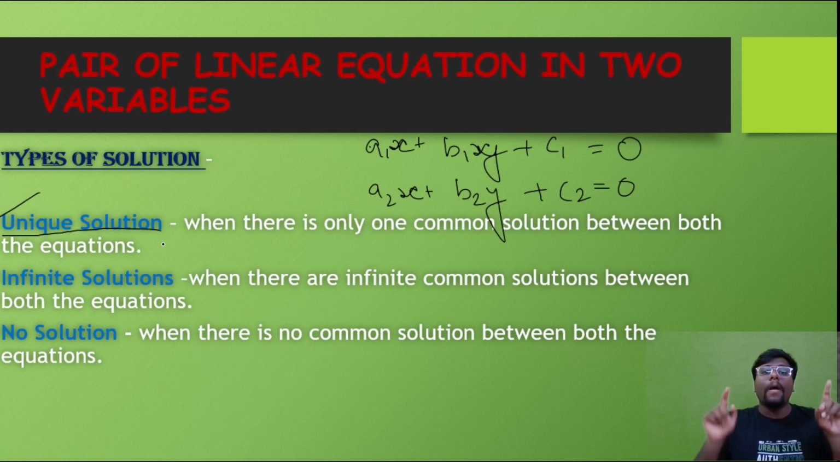Unique solution means both the equations will have one single set of solution which is common between them. The second case comes as infinite solutions. As the name suggests, it's very obvious. Brother, now everybody must be getting what this is about. When there are infinite common solutions between both the equations, all the sets of solutions of both the equations are just equal. All the solutions are exactly equal. They are just equal to each other.